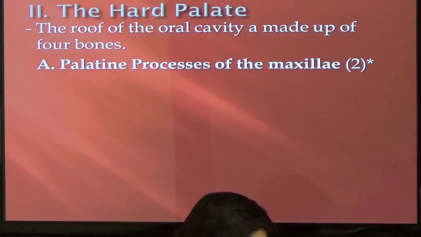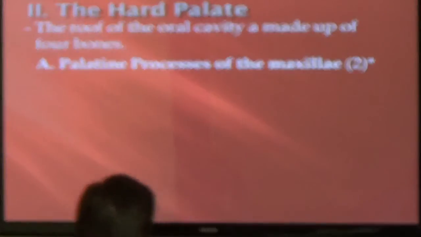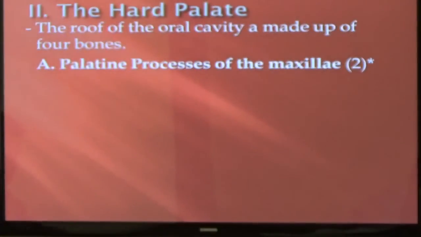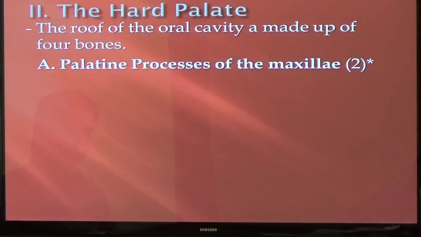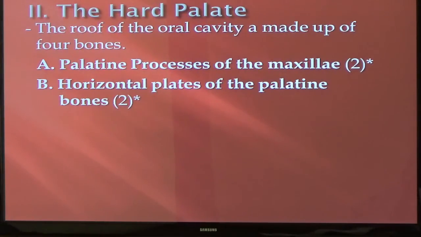Palatine processes of the maxilla, there's 2. Okay, horizontal plates of the palatine bones, and the palatine processes of the maxilla. That's what makes up the maxillary hard palate. This is on the test.